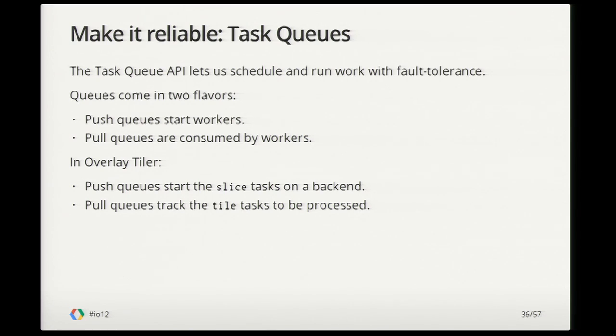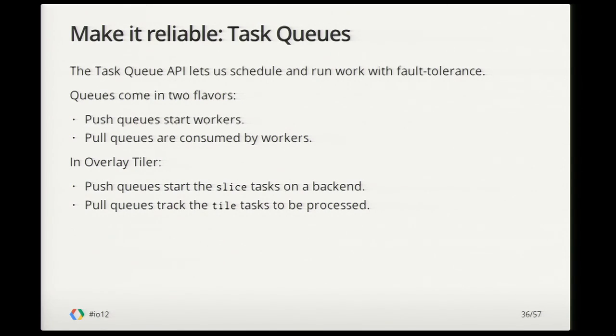The first are push queues, which are used to start workers. When a task is entered into a push queue, it triggers some work by calling an HTTP handler. And pull queues are consumed by workers. Workers actively lease tasks from pull queues, do the work, and when it's complete, they delete the task from the queue.